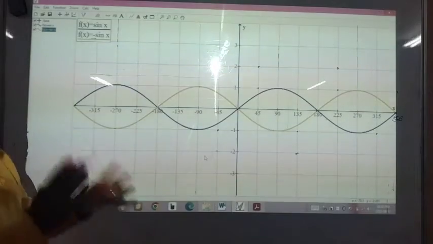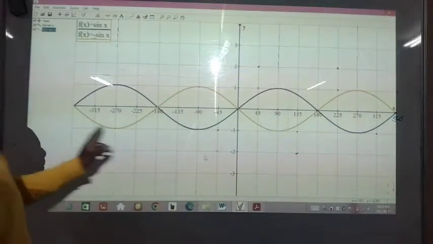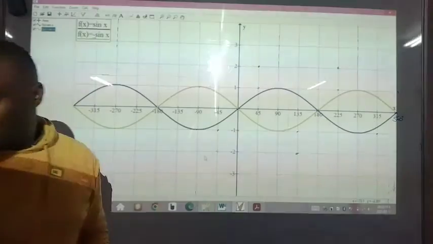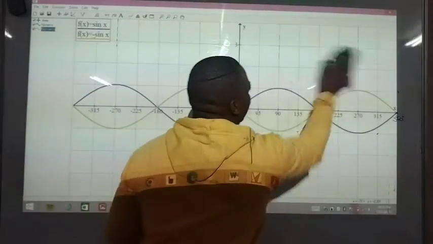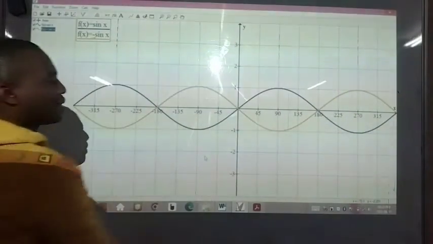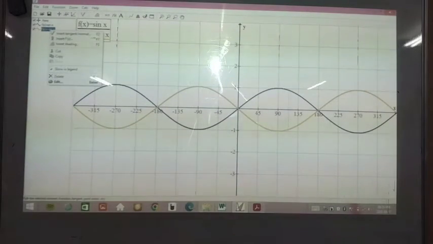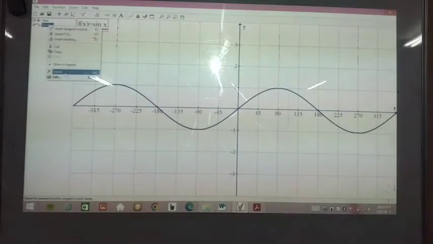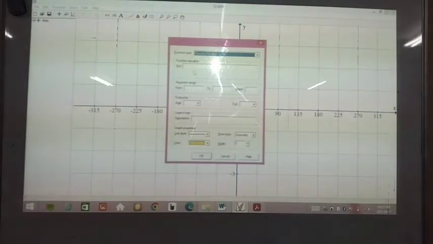When we have a negative, then we know that it is the positive graph that has been reflected along the x-axis. So this applies to all the functions: sine x, cos x, and tan x. When you have a negative, the graph is reflected along the x-axis. If we check on the graph of cos x, let's say we are having the graph of 2 cos x.